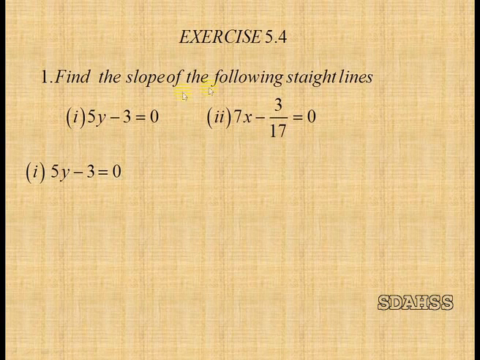Exercise 5.4. First sum. Find the slope of the following straight lines. Subdivision 1. 5y minus 3 is equal to 0.